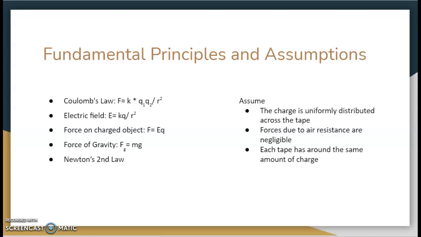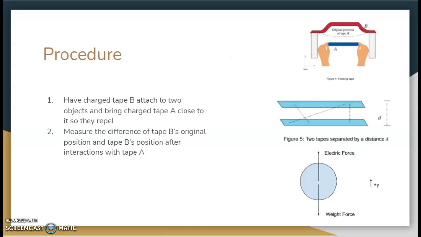We end up using Coulomb's law, electric fields, force on charged objects, force of gravity, and Newton's second law. And for the assumptions, we assume that A, the charge is uniformly distributed across the tape, B, forces due to air resistance are negligible, and C, each tape has around the same amount of charge. The procedure is also the same as in lab 1.